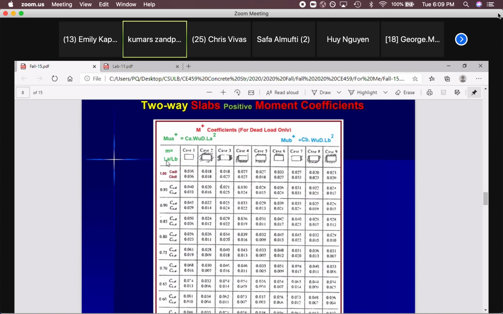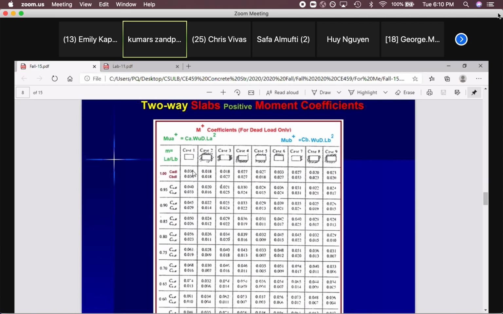So LA is the small span, LB is the larger span, always. M, the factor that is here: if the small span is equal to the long span, it means m equals 1. You have a square slab.